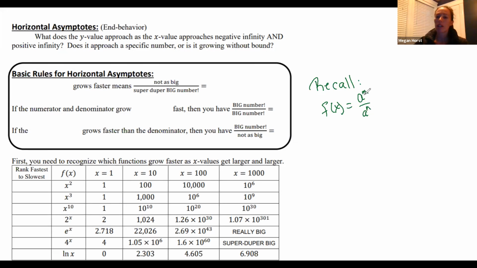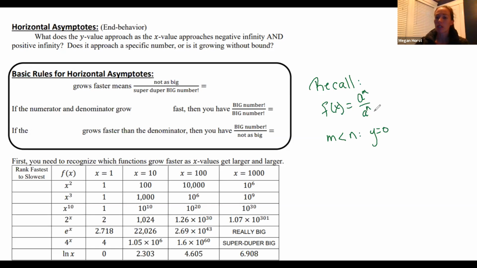So we said, well, if the exponent in the numerator is less than the exponent in the denominator, which means that the one in the denominator is greater, this n, then we said that our horizontal asymptote would be the line y equals 0.